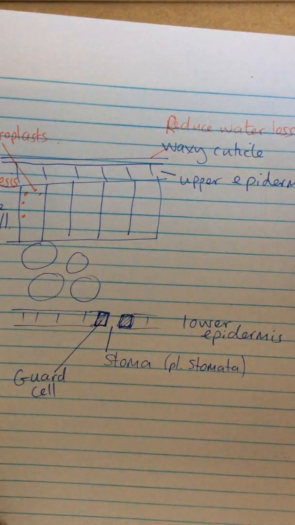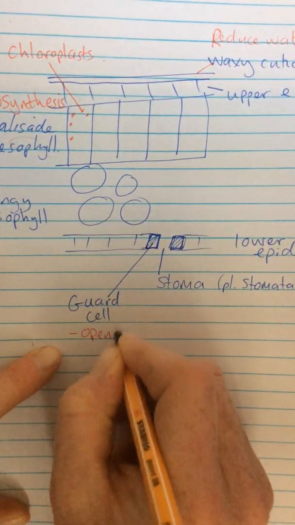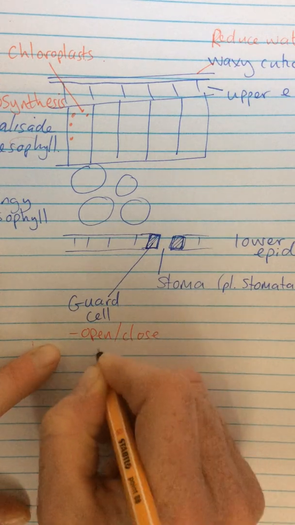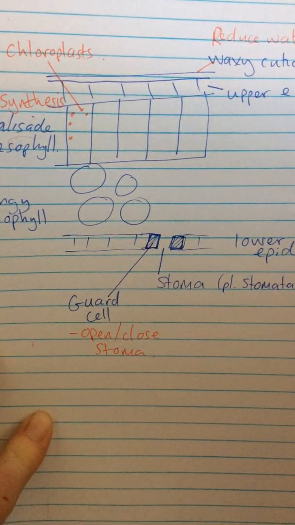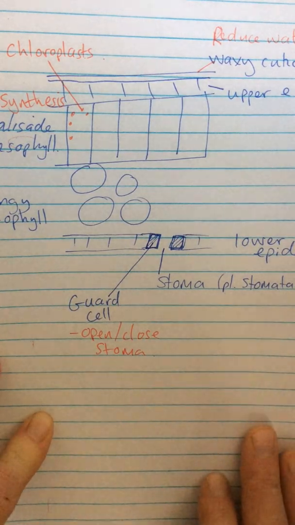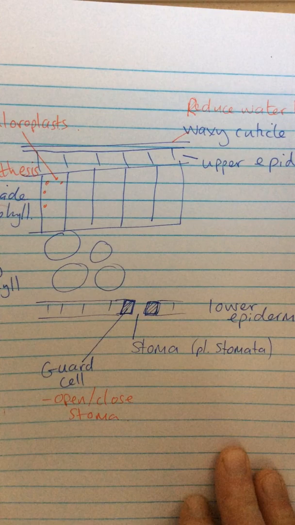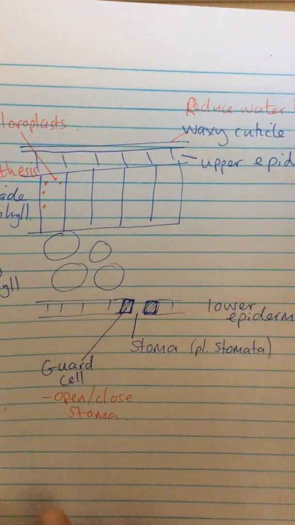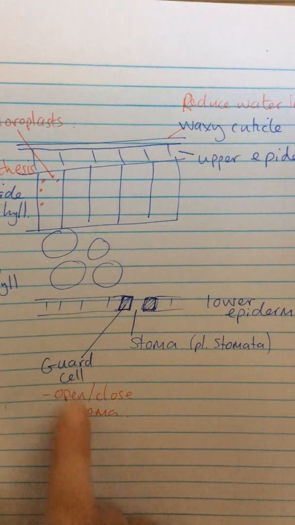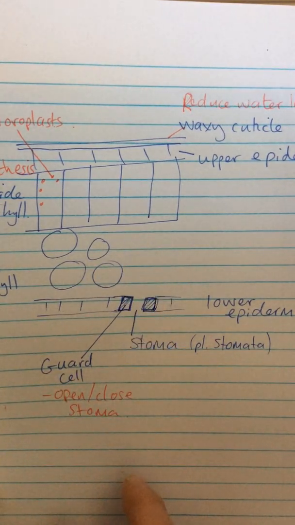And the really important job of the guard cells is to open or close the stoma. So if a plant is in very dry conditions and it really does not want to lose any water, it's probably got a thick waxy cuticle, and it can, if it wants, close its stoma. Its guard cells can close its stoma to stop water getting out.